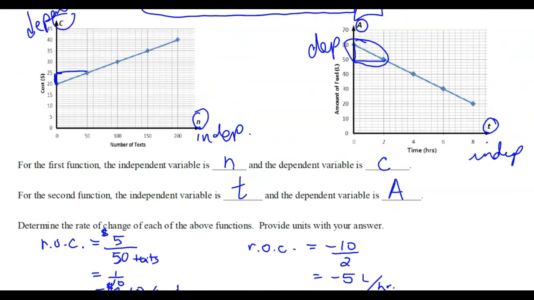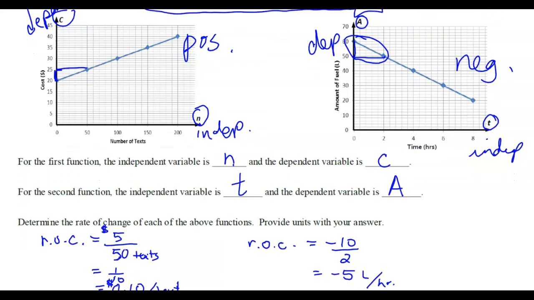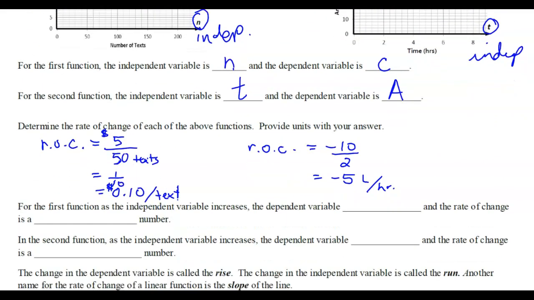So take a look. The rate of change was positive here, and it was negative here. Any graph that's going up and to the right is always going to have a positive rate of change, and we're going to soon start calling that the slope of the line. Anything that's going down and to the right has a negative rate of change, always. So you should be able to just look at a graph and know if it's positive or negative.